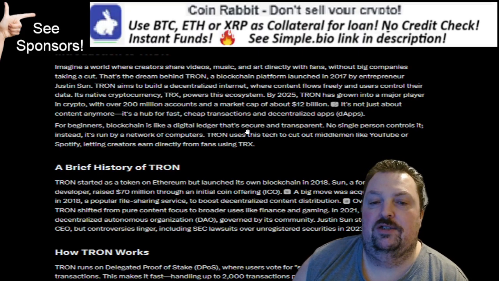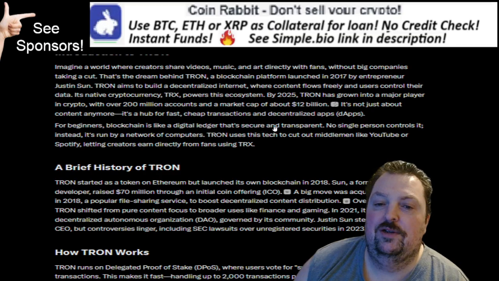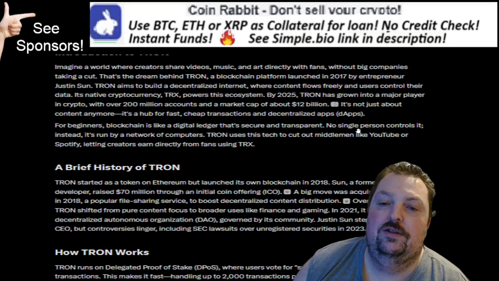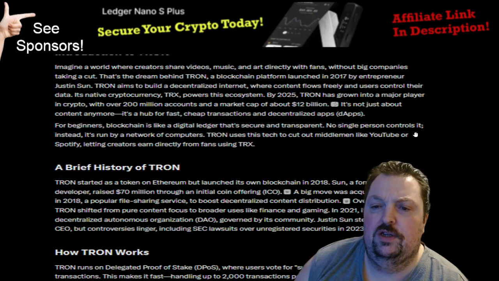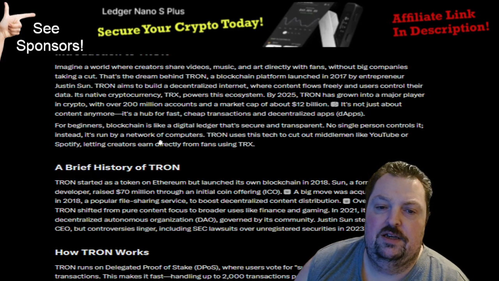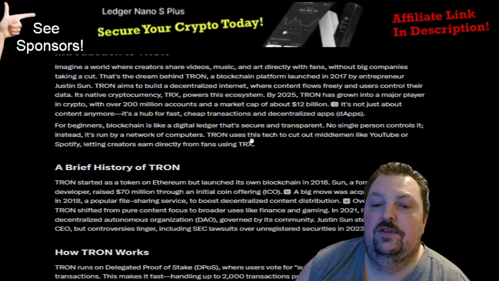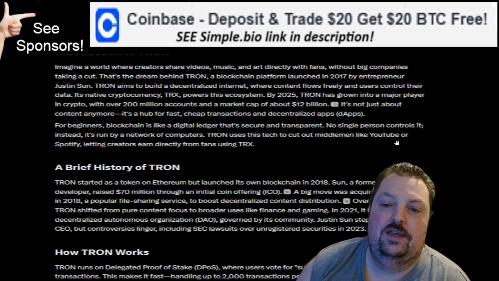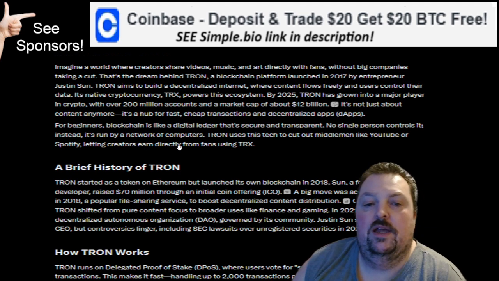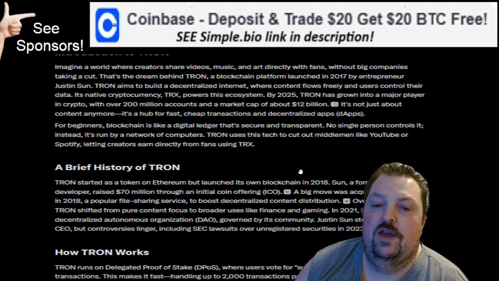For beginners, blockchain is like a digital ledger that's secure and transparent. No single person controls it. Instead, it is run by a network of computers. TRON uses this tech to cut out middlemen like YouTube or Spotify, letting creators earn directly from fans using TRX.